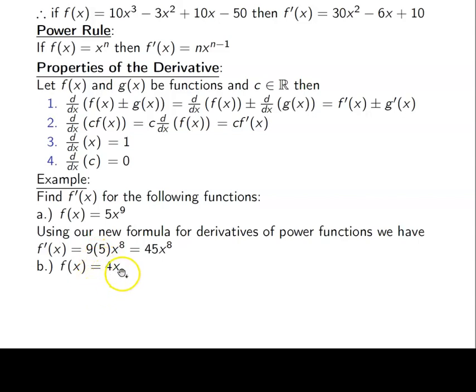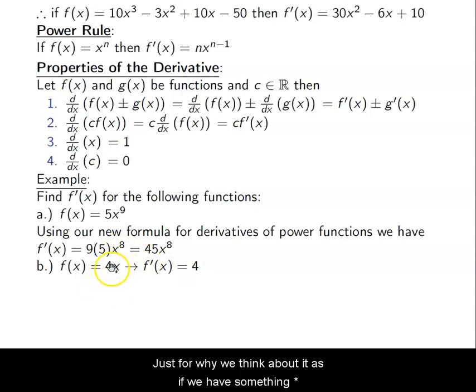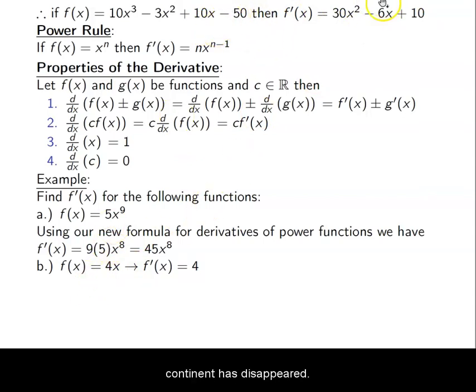Okay. Here, same thing, we have 4x, the power here is 1. Okay, so the 1 comes and multiplies times the 4, and it drops down to 0, so you get 4 times 1, just 4. Right? So I always think about it as, if we have something times x, the x just goes away. Okay. If we have a constant, the whole constant just disappears. Anything else, we apply these rules.